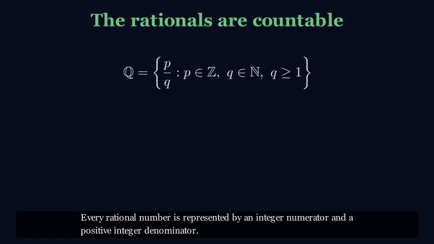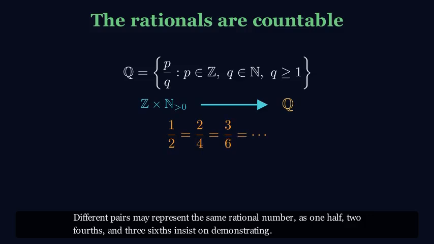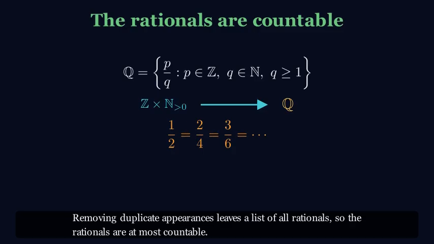Every rational number is represented by an integer numerator and a positive integer denominator. The pairs form a countable set because the integers and natural numbers are countable. Different pairs may represent the same rational number, as 1/2, 2/4, and 3/6 insist on demonstrating. Removing duplicate appearances leaves a list of all rationals. So the rationals are at most countable.